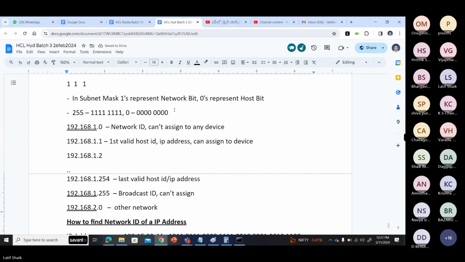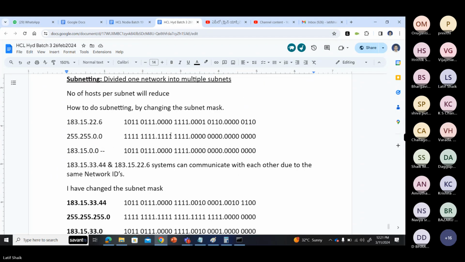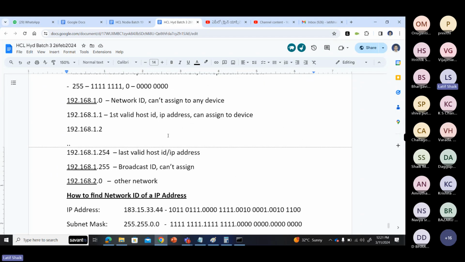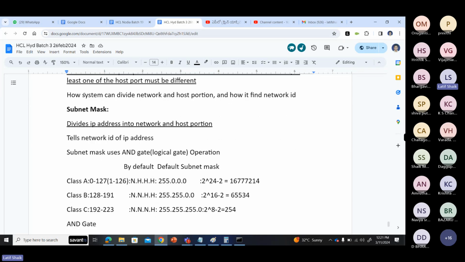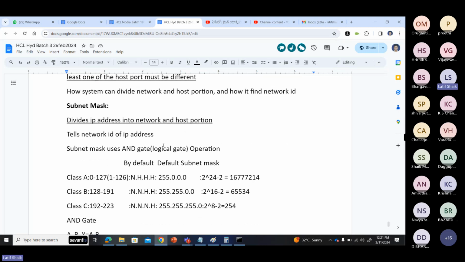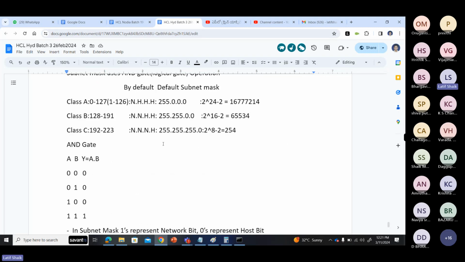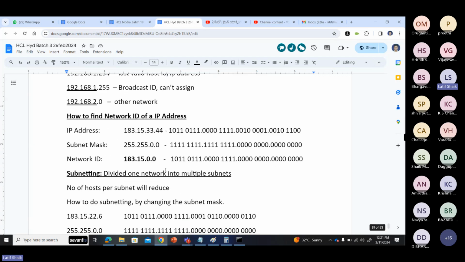So subnet mask, you can say it simply like this: from your IP address, it identifies the network ID. It divides your IP address into network portion and host portion. Using the subnet mask, the system can understand what the network ID is. So the same network ID can communicate with each other. Different network IDs cannot communicate with each other.